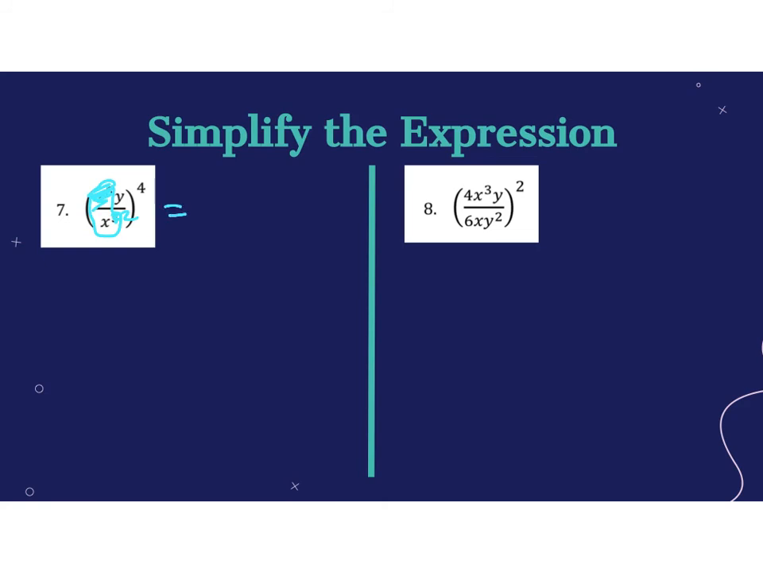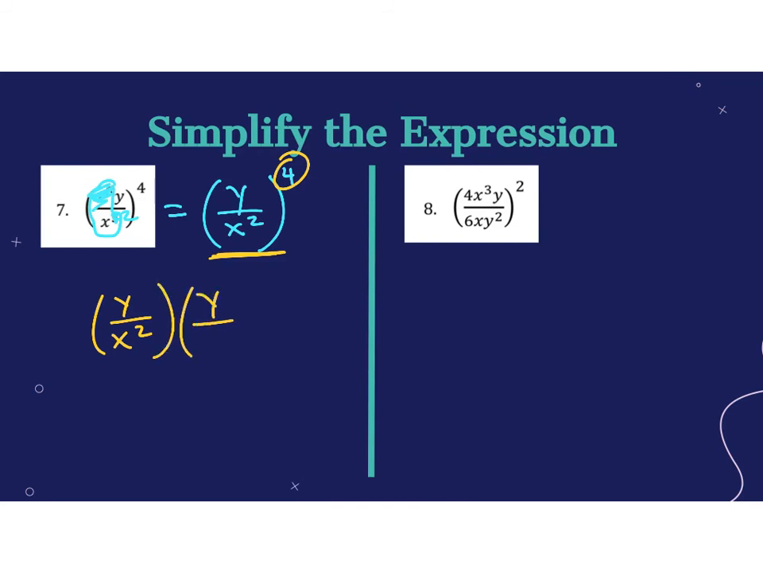So what that leaves me with is just a y by itself on the top, and on the bottom I have an x squared, and then the whole thing is raised to the 4th power. That means I need 4 of this entire thing. So that's y over x squared times y over x squared times y over x squared again, and one more time y over x squared. So I had 4 sets of that entire set of parentheses.